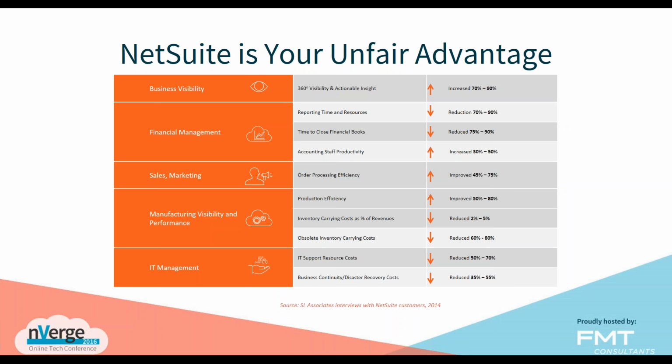So these are some of the metrics here, and there's a lot of information, but you can see various areas in the business. I'd encourage you to download the presentation and take a look at some of these metrics. Again, this is a survey of NetSuite customers and the feedback they've given as far as performance increases in their business. From a manufacturing perspective, production efficiency improved 50 to 80%. Inventory carrying cost as a percentage of revenues reduced 2 to 5%. Obsolete inventory carrying costs reduced 60 to 80%. That's just phenomenal, right? Be able to really get a hold of your inventory.